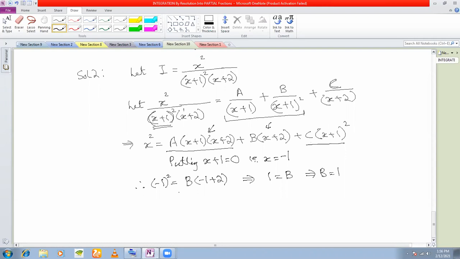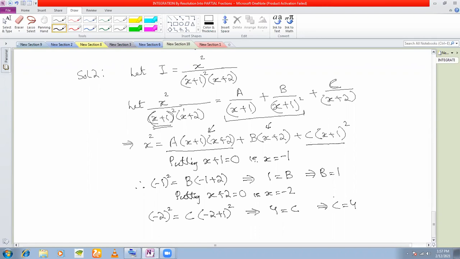Yes, there is a common factor, which is x plus 2, right? Putting x plus 2 equal to 0, that is, x is equal to minus 2. What do you get? Minus 2 squared is equal to, now the a and b terms will vanish. You only get c times minus 2 plus 1 whole square, meaning 4 is equal to c. That means you're getting c is equal to 4, right?